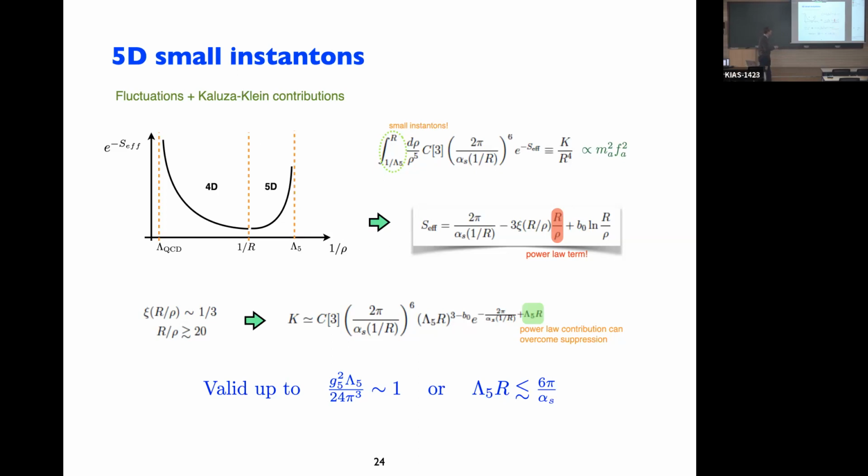Here's another way of stating it. For these approximate values, you can see that this power law contribution can overcome the suppression. This is the suppression coming from QCD being asymptotically free, so the coupling here is becoming weaker and weaker. This ratio is really large, but now you're turning on this power law, which cancels that large contribution, and so the overall sum is still small. And if the exponent is small, then the exponential suppression is not that large.